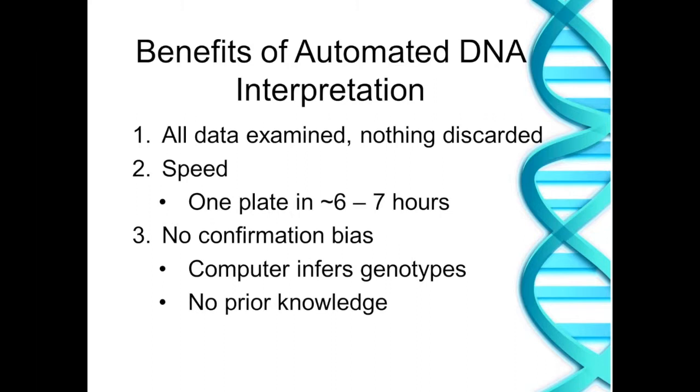There's no confirmation bias. The computer interprets every profile separately from all the others. So it looks at each individual sample file separately, with no consideration for what the sample file in, say, the well to either side of it was. There's no bias to what the profile should be. There's no knowledge about what the other profiles on the plate look like. And there's no knowledge about any reference profiles in that case.